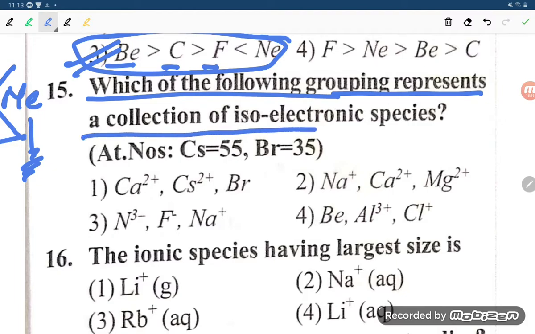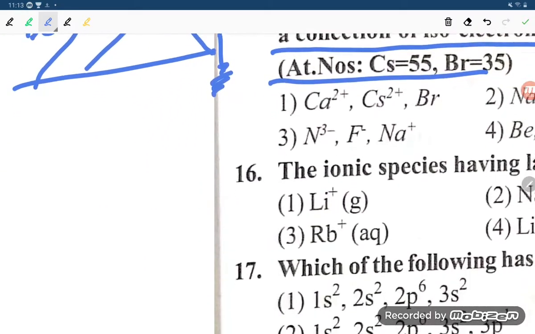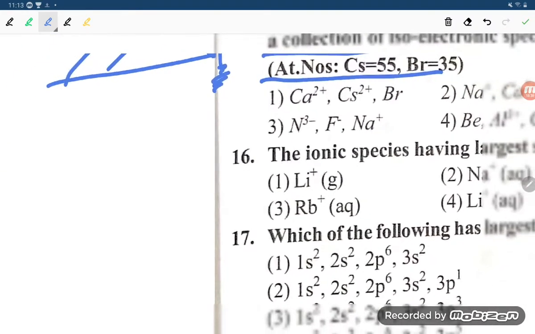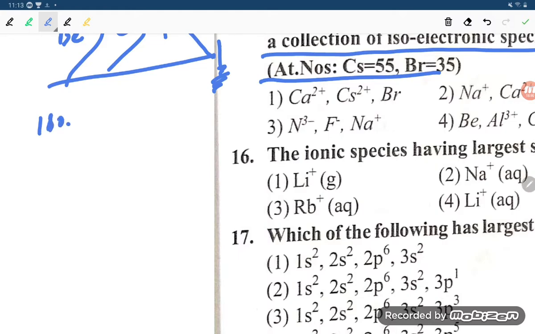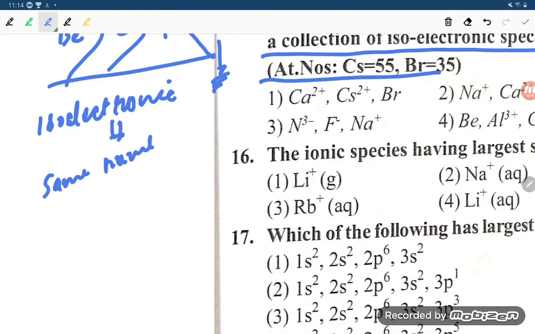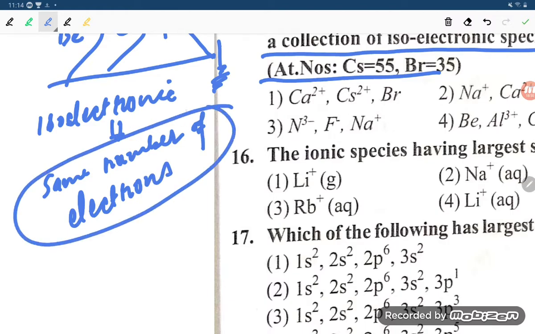Next question: which of the following groupings represents a collection of isoelectronic species? So, students, first of all you should know what isoelectronic means. Isoelectronic means the same number of electrons. If the same number of electrons are there, students, that is known as isoelectronic.